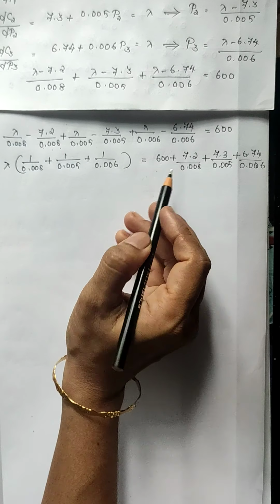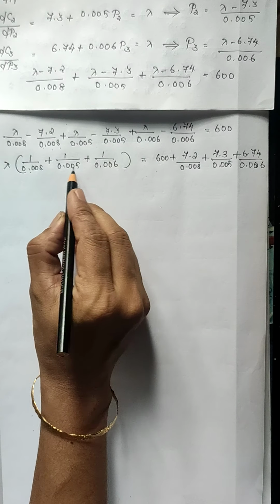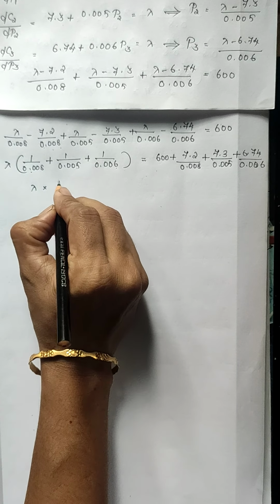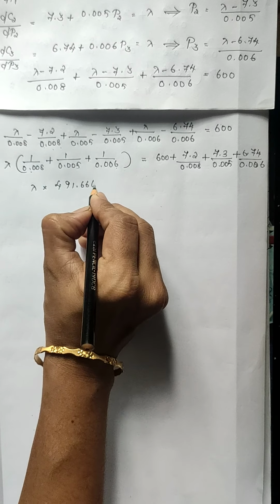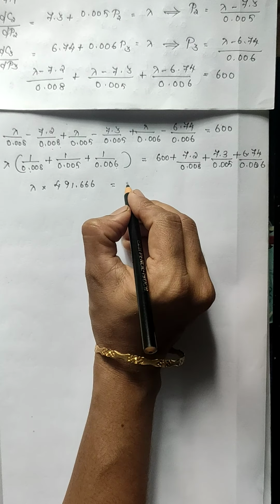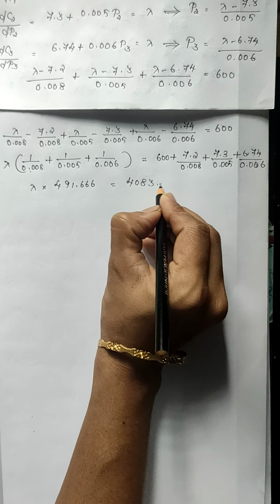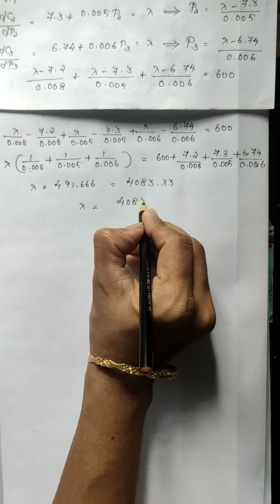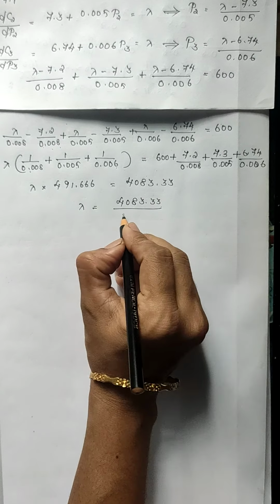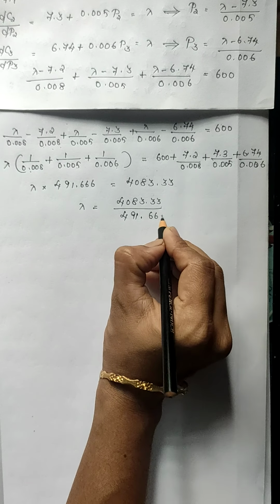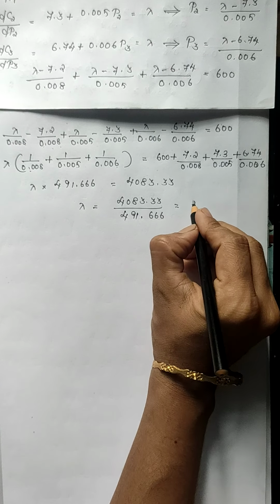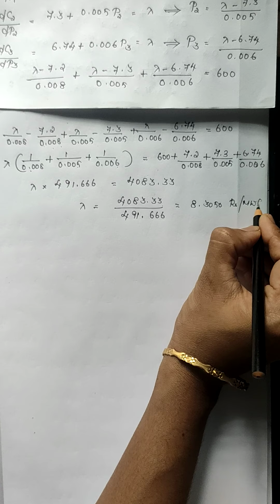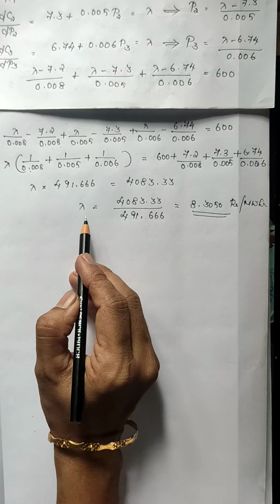Now solve the left hand side as well as right hand side. So while adding these terms, you will get lambda into 491.666 equal to, and right hand side becomes 4083.33. So calculate the value of lambda. Lambda is equal to 4083.33 divided by 491.666. So lambda becomes 8.3050 rupees per megawatt hour. So we got the value of lambda.